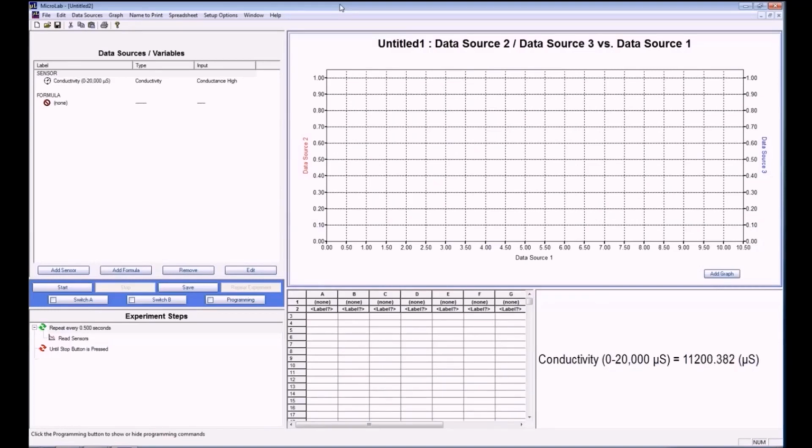As I swirl the probe, you'll notice that the reading stabilizes, not completely. Here you can see that in the tens place, the number is jumping around a little bit. Simply record a value that is approximately being displayed by the instrument. Here I would record 11,270.